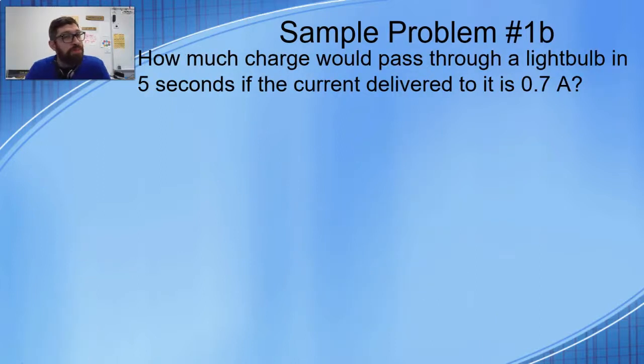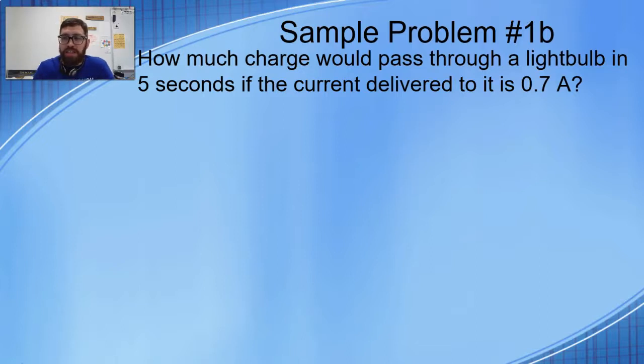Here's another very simple example that's a little bit smaller. How much charge, right? So let's think about charge. It's asking for charge. The variable is Q. So we're looking for Q. How much Q would pass through a light bulb in 5 seconds if the current delivered to it is 0.7 amps? Remember, current, the variable is I.